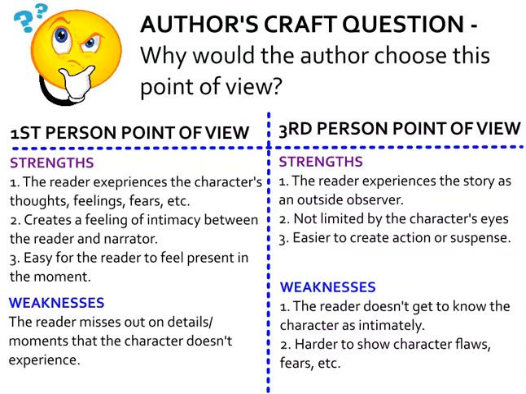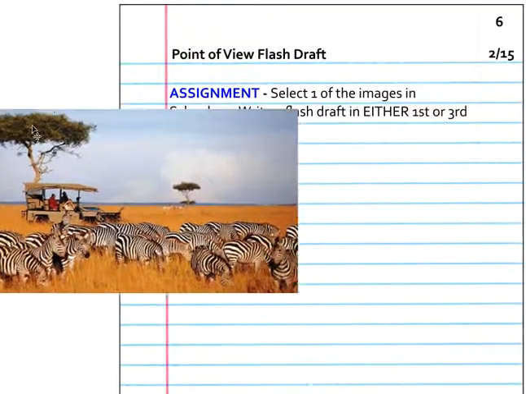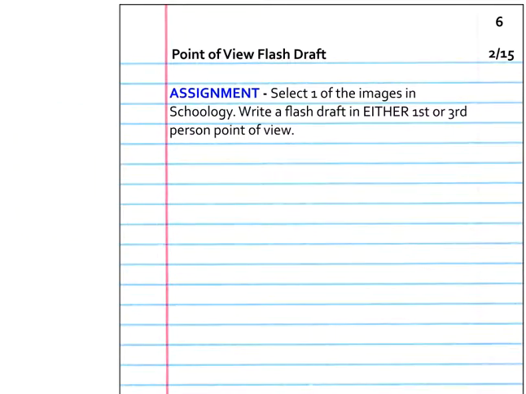So your job right now is to decide, do I want to write from the perspective of one of the characters? Or do I want to write from the perspective of an outside observer, someone standing outside of this moment looking in? Once you've decided, you're going to get started writing.